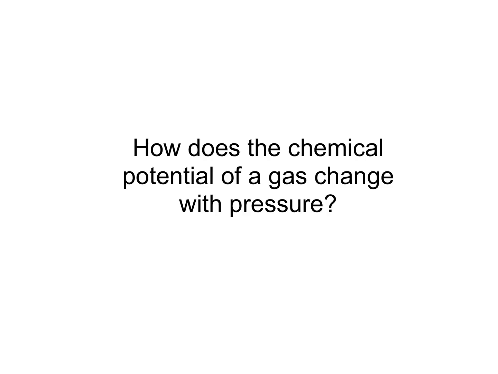We know that the Gibbs free energy is a function of the pressure, and the chemical potential is the Gibbs free energy per mole of a substance. So the chemical potential must also depend on pressure. Let's look at that functional form now. As always, we will start with the differential expression.